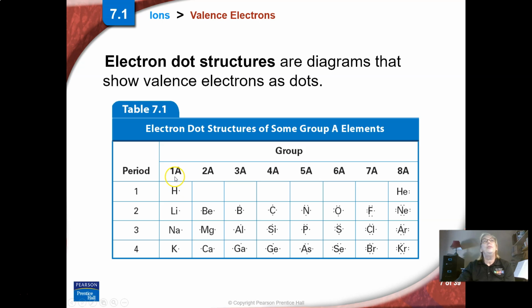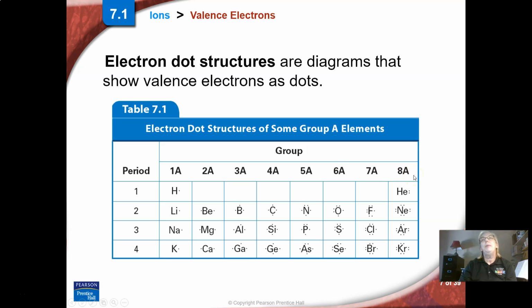So this is group 1, the alkali metals. They all have 1 electron in their outermost shell. So we show them like that. We're just caring about the electrons in the outermost shell. And these are the reactive electrons. Group 2 has 2 dots. They have 2 electrons in them. 3A has 3, 4, 5, 6, 7, 8.